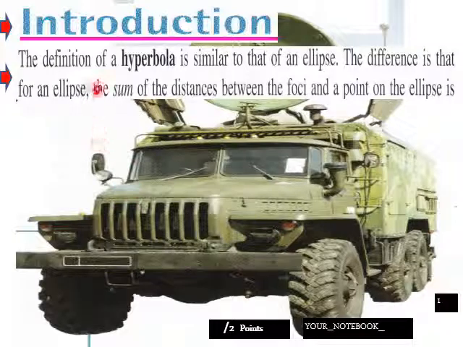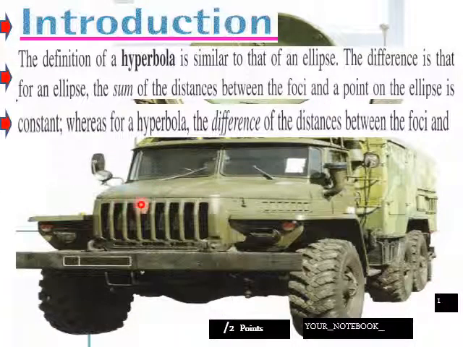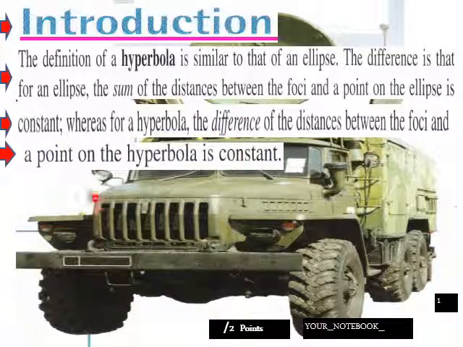Today's lesson, page 1 of today's lesson, introduction. The definition of a hyperbola is similar to that of an ellipse. The difference is that for an ellipse, the sum of the distances between the foci and a point on the ellipse is constant. Whereas for a hyperbola, the difference of the distances between the foci and a point on the hyperbola is a constant.